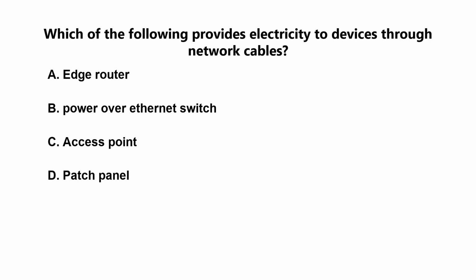Question 24. Which of the following provides electricity to devices through network cables? Option A, edge router. Option B, power over Ethernet switch. Option C, access point. Option D, patch panel. The correct answer is option B, power over Ethernet switch.